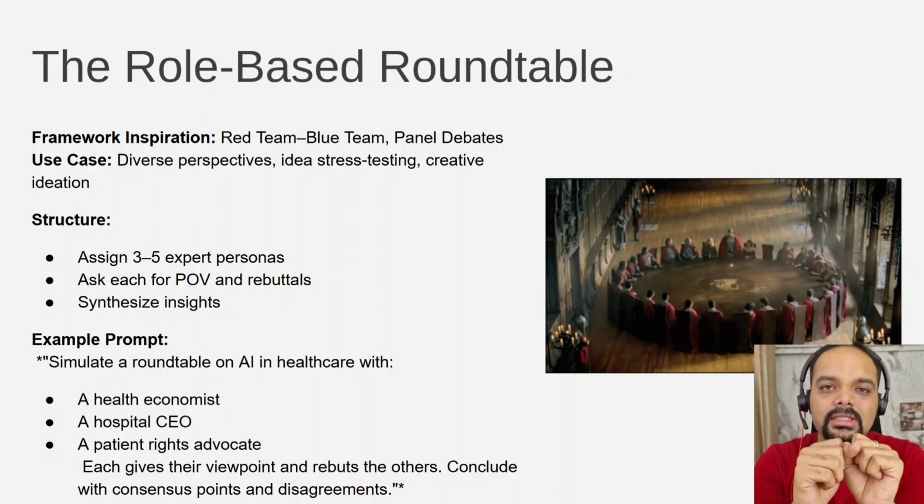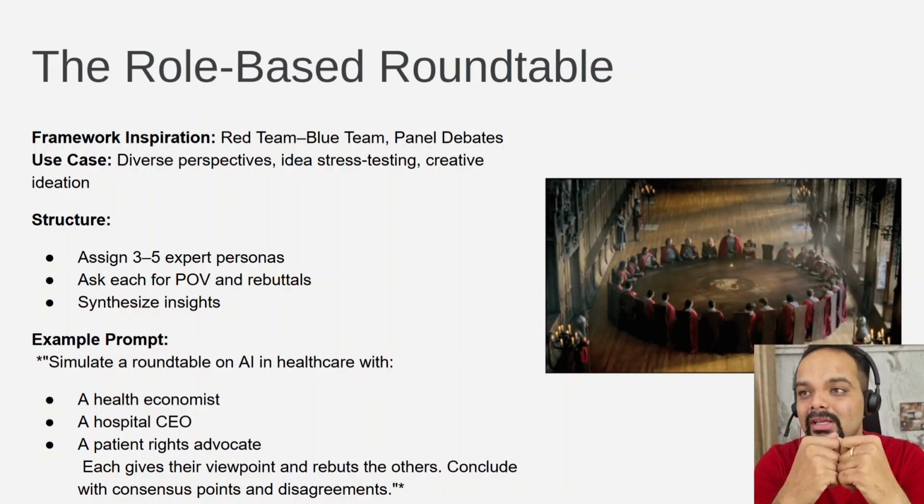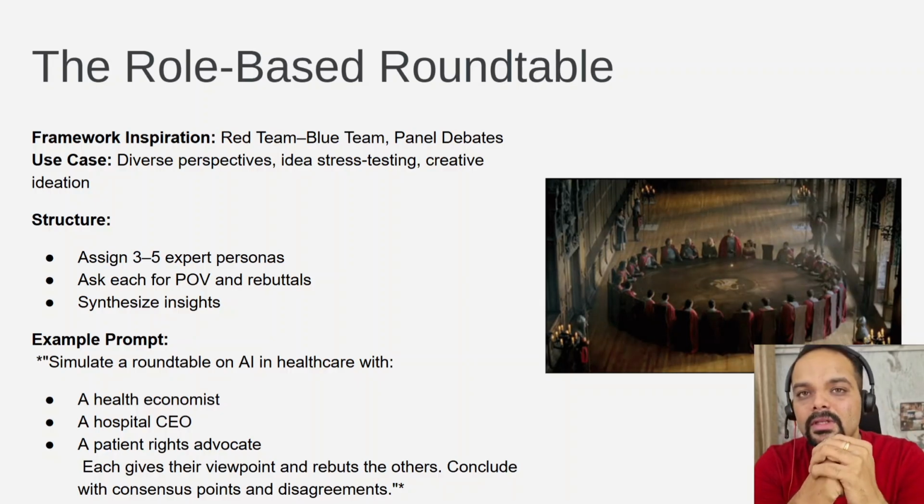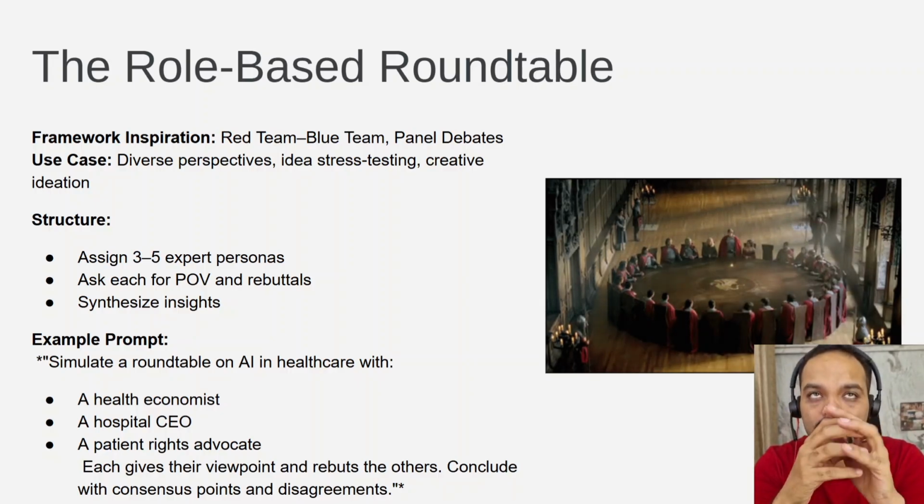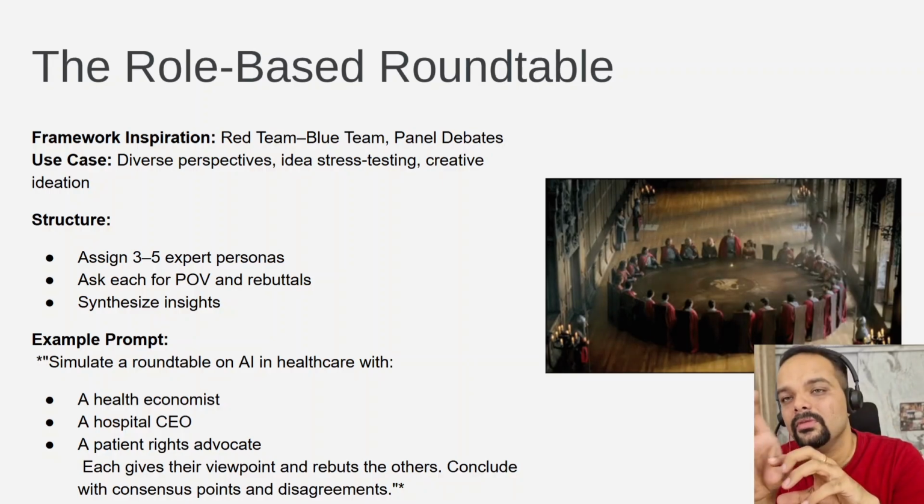A bonus strategy that you can read about is Six Thinking Hats. It was a very popular book, which you can also refer to for making the role-based roundtable framework your own.